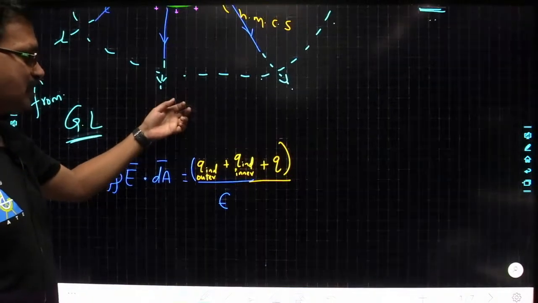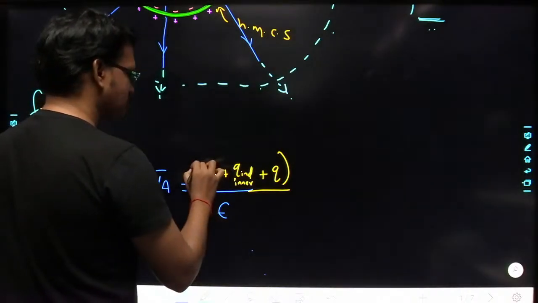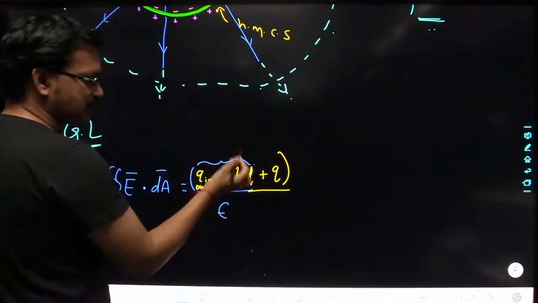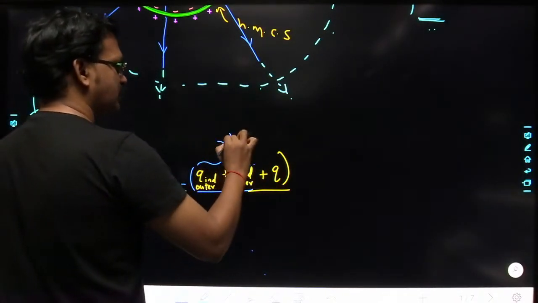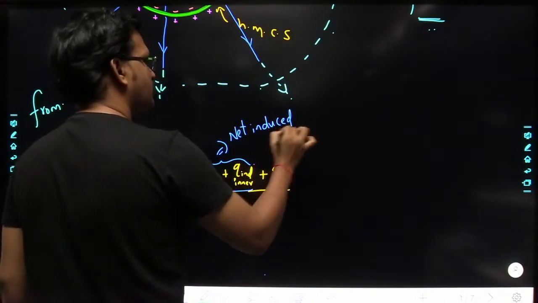So now tell me, this Q induced on the outer surface plus Q induced on the inner surface is nothing but what? It is nothing but the net induced charge.